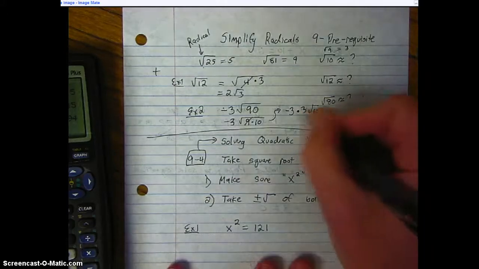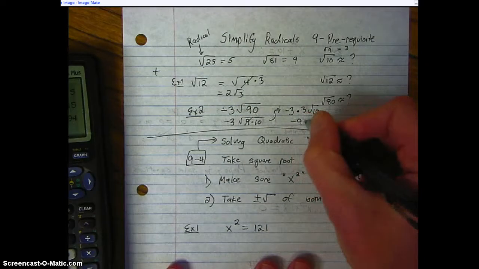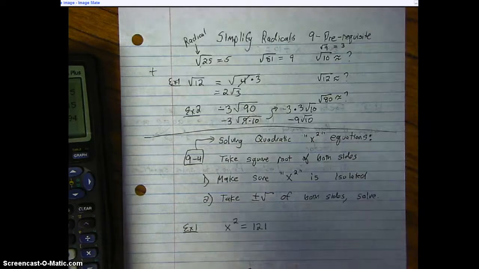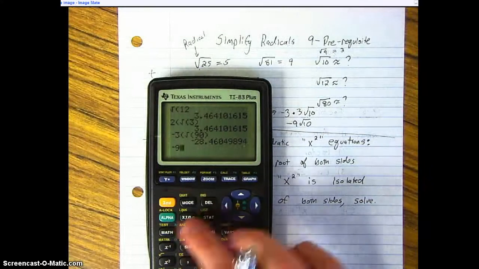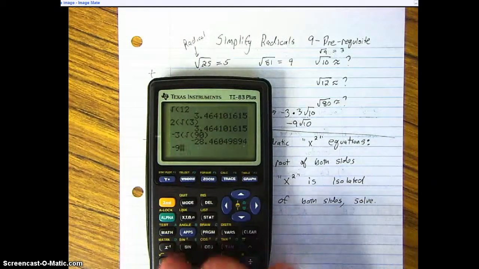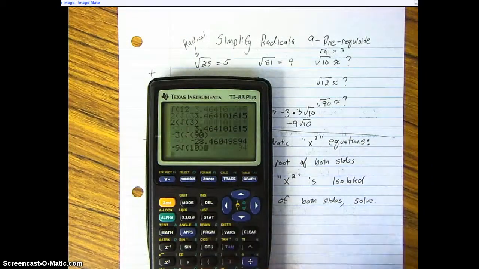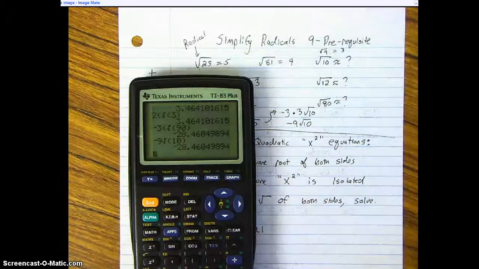Now that you didn't hear those, let's multiply those together. You get negative 9 times the square root of 10. Well, let's see if I did it right. Negative 9 times the square root of 10. Well, they are the exact same answer, so it must be right. Okay, practice those.